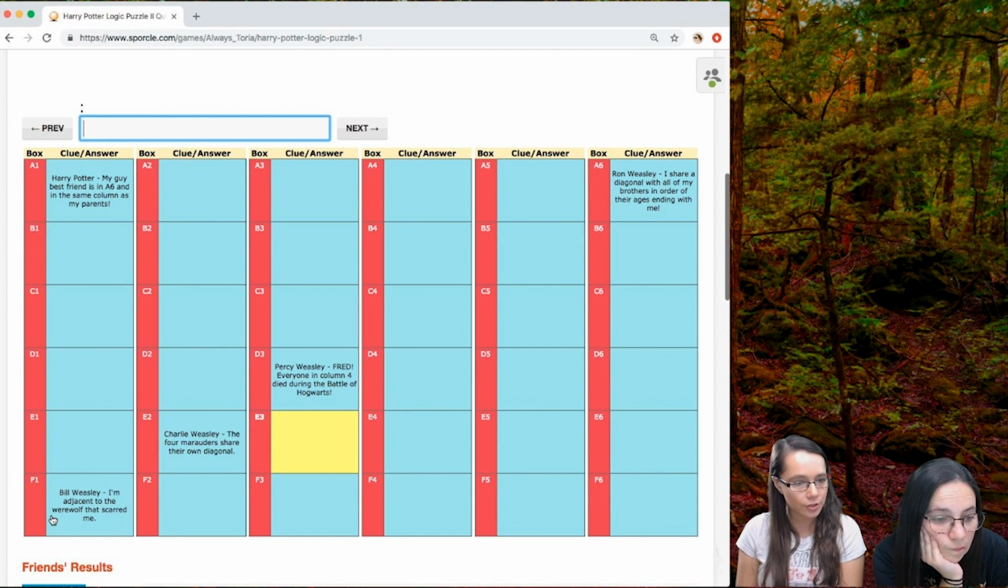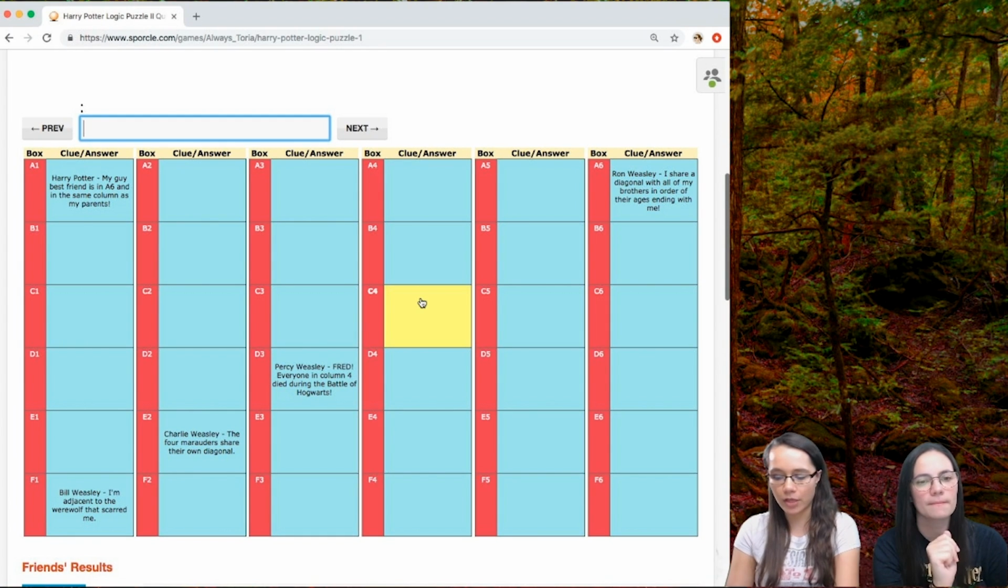I'm adjacent to the werewolf that scarred me. Okay, so it could be either one. The four Marauders share their own diagonal. And we know that James is in 6. Fred: everyone in column 4 died at the Battle of Hogwarts. So that means that Fred is here, meaning George is the other one.